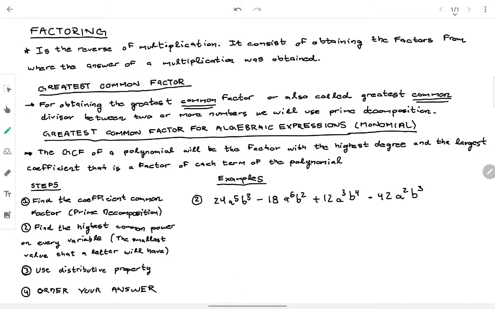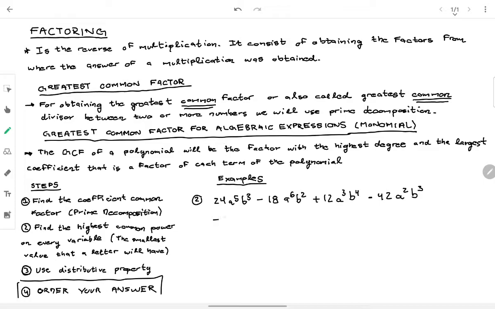So let's see, we have this as the second example. About ordering our answer, we can do two things. We can order the polynomial in the beginning, or we can do it at the end as we did in the last example. So in this case, I will order it first. To be correctly ordered, we need to use descending order of powers and also the alphabetical order.